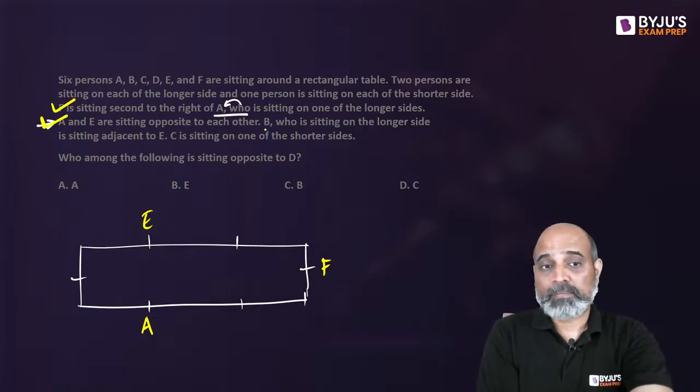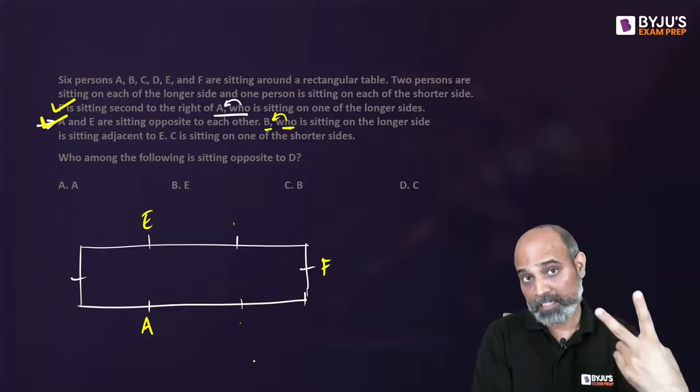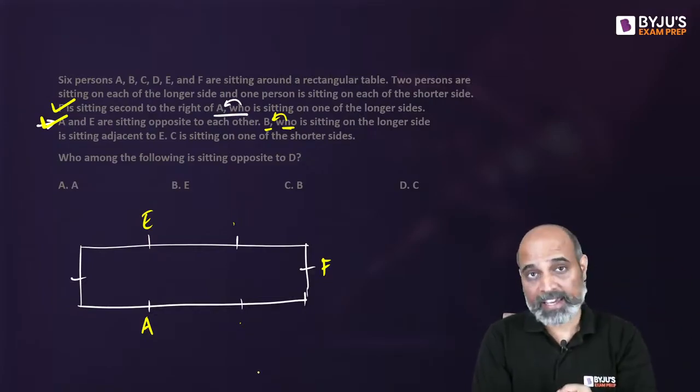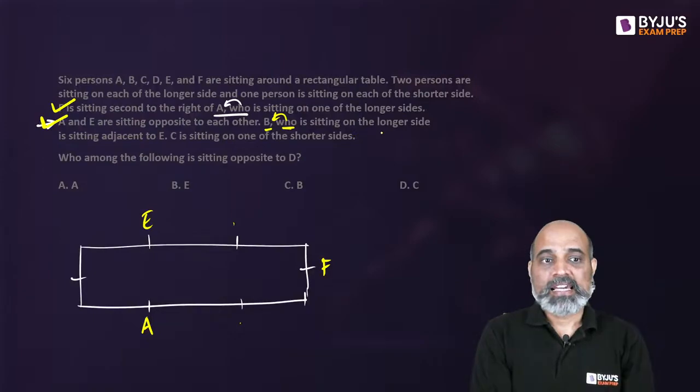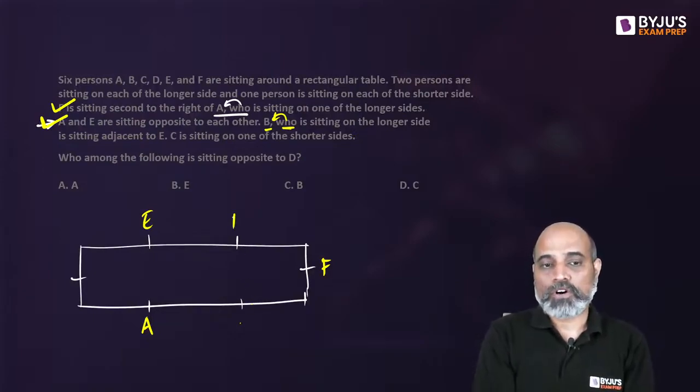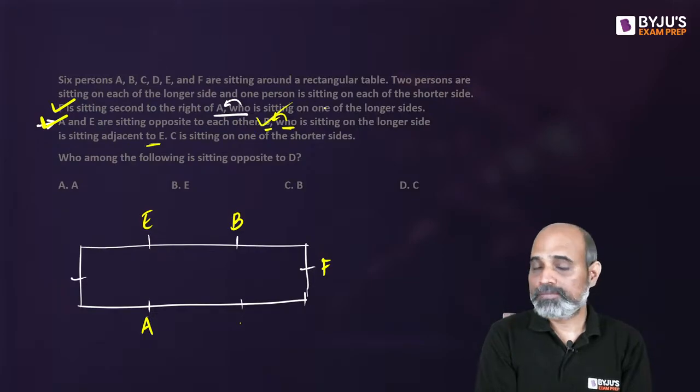The next is B, who is sitting on the longer side. Where is B seated? 2 possibilities: beside E or beside A, right? B is sitting adjacent to E. So obviously it's seated along with E because it says he is sitting adjacent to E. So that is covered.